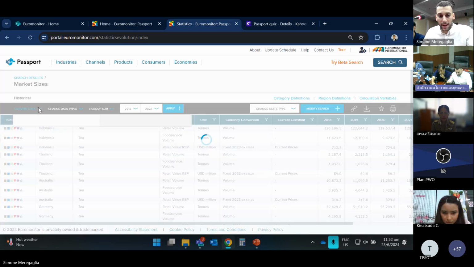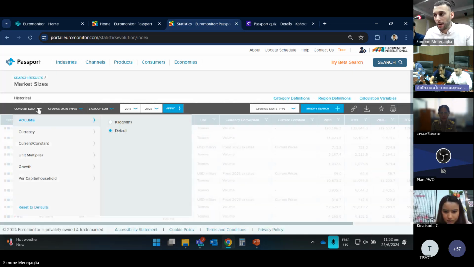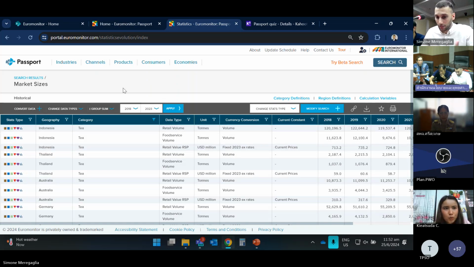If I don't want tons, but I want another measure, I can click on convert data, and then I go into unit multiplier, and I can look at thousands, for example. And then it will give me kilograms, thousands, for example, which is tons. But you can play around with the data. I will not go into it so much because this is something you can look through.